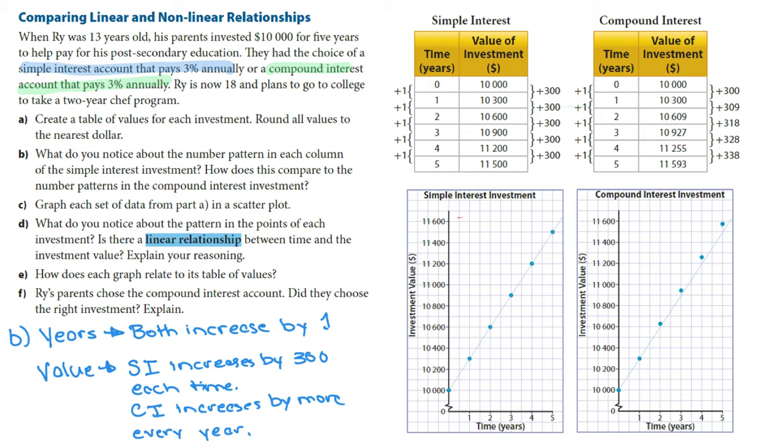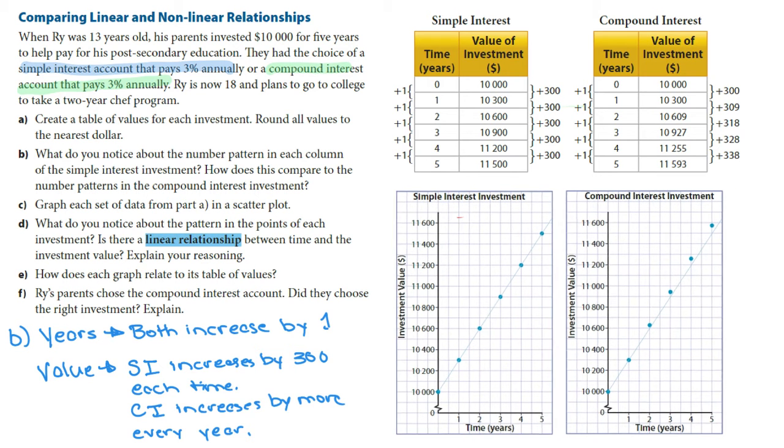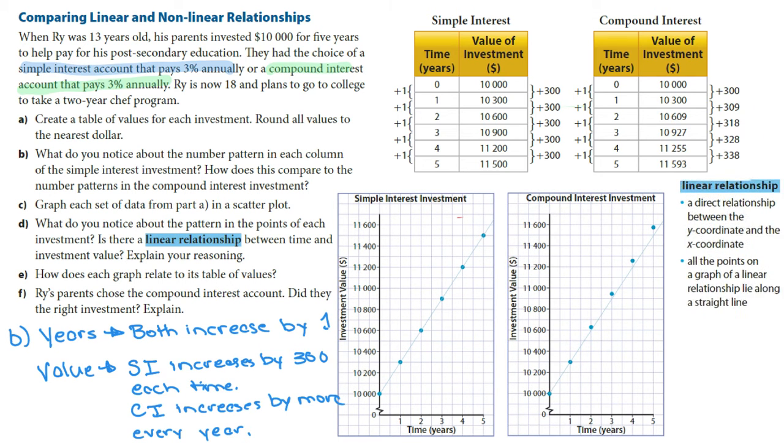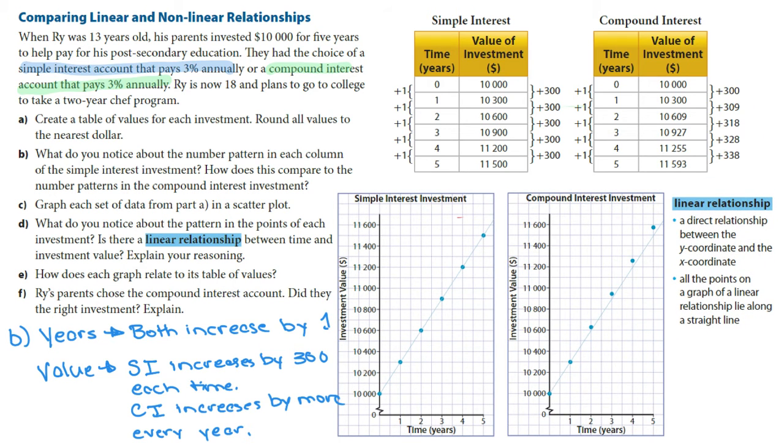So before I can answer that, I need to know what is a linear relationship. So a linear relationship is a direct relationship between the x and y coordinate. All the points on the graph of a linear relationship lie along a straight line. So a linear trend was when the graph kind of went in the pattern of a straight line, and I could draw a line of best fit, and we could make some assumptions that way.